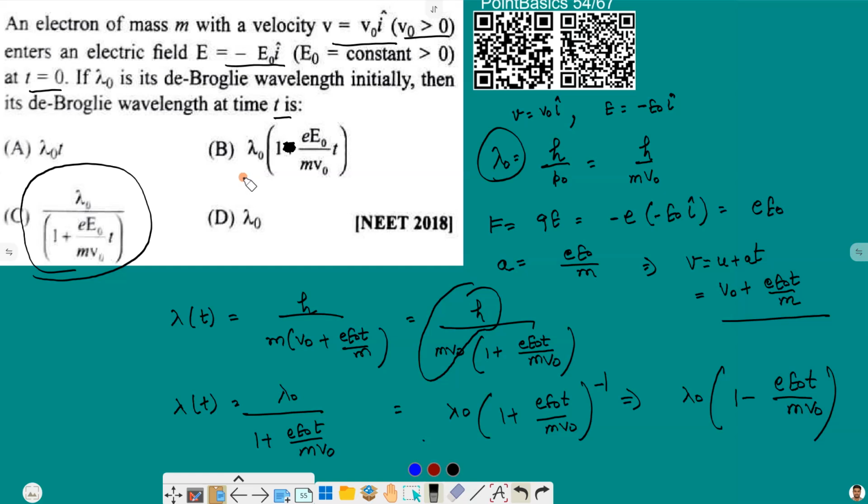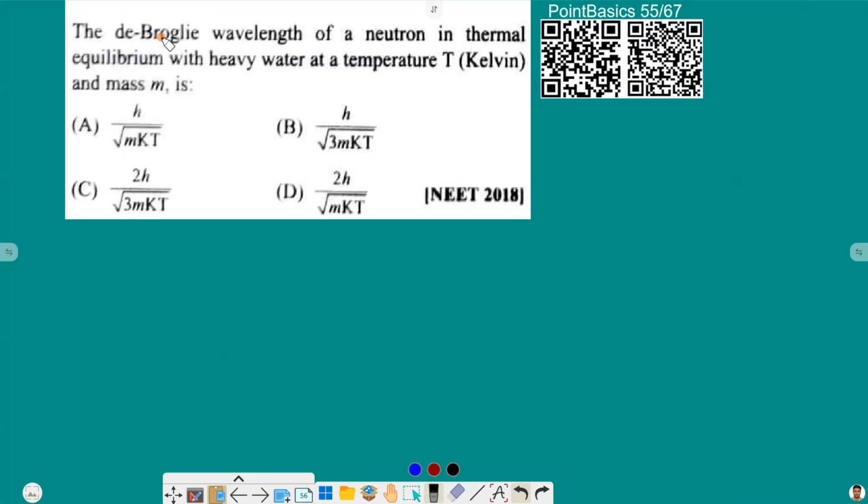Now moving ahead to the next one: the de Broglie wavelength of a neutron in thermal equilibrium with heavy water at temperature T Kelvin and mass m. Now we know that at thermal equilibrium, assuming there are only vibrational modes, each vibrational mode has a half kT energy. So for 3 modes, this will be 3 by 2 kT energy associated.